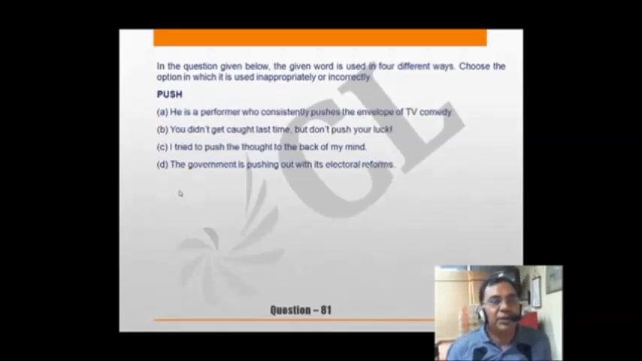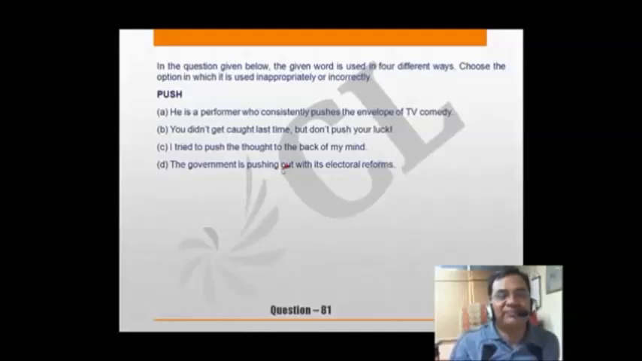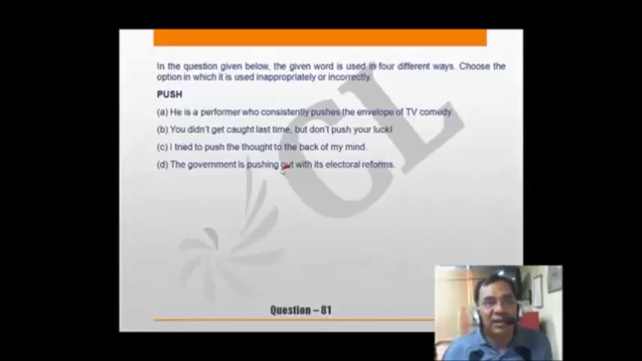Push is a performer who constantly pushes the envelope of TV comedy, correct. You didn't last time, but don't push your luck is correct. I tried to push the thought to the back of my mind, correct. Is it pushing out with it, or pushing with it, out of its electrical forms. So pushing with, pushing on, out is out. That means it is eradicated. It's not the same. Okay. Out of, it cannot be with. So even that is so, therefore this was not that difficult.